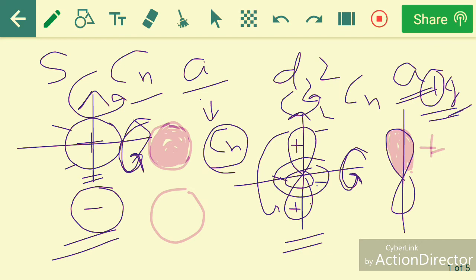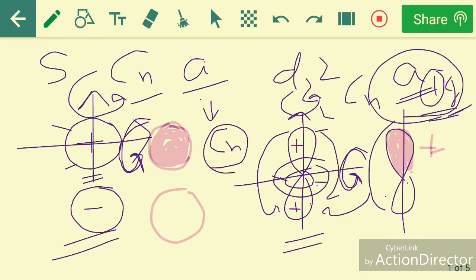And then g means the wave function sign does not change when we invert through the center. So if we invert this along the center, then there will be no change in the wave function. So these two will come under category A1g.